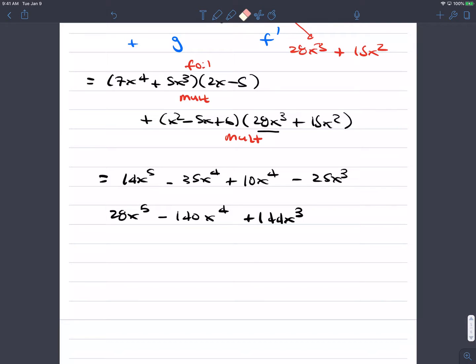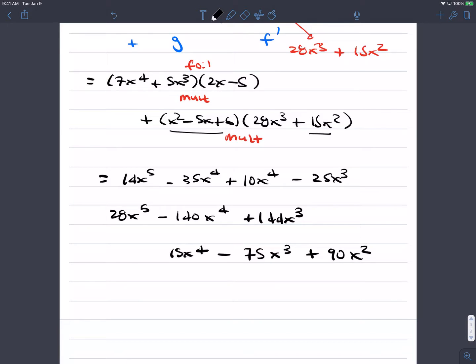Now, let's take the next term. 15x squared multiplied to everything here again. 15x squared times x squared is 15x to the fourth. Now 15x squared times negative 5x, that's negative 75x to the third power, right? So 15 times 5, let's double check, 50 plus 25, 75. And then we have a 15 times 6, which is 90. So that'd be plus 90x squared. Simply double check your arithmetic to see if you're okay.